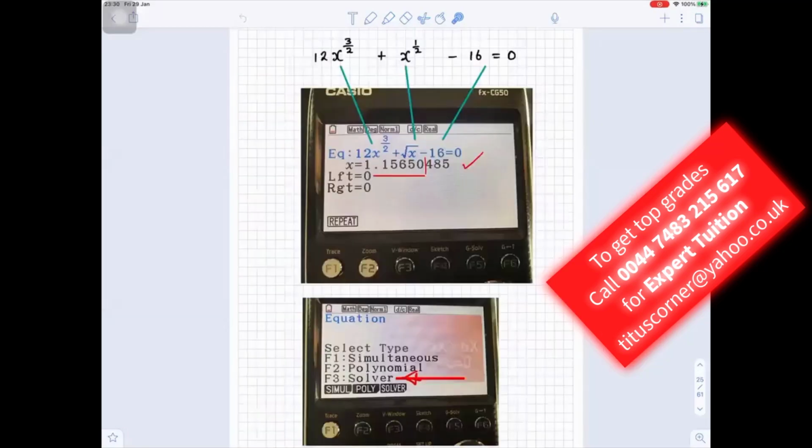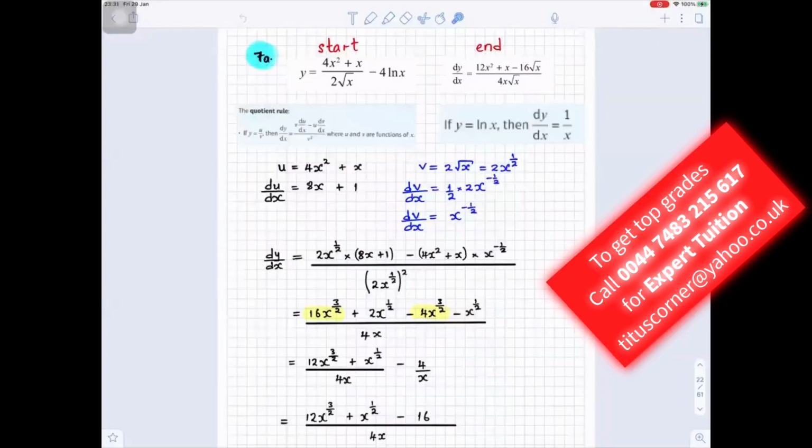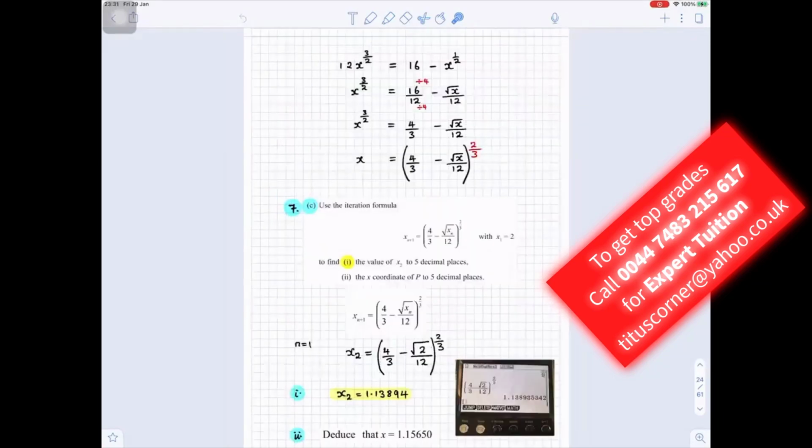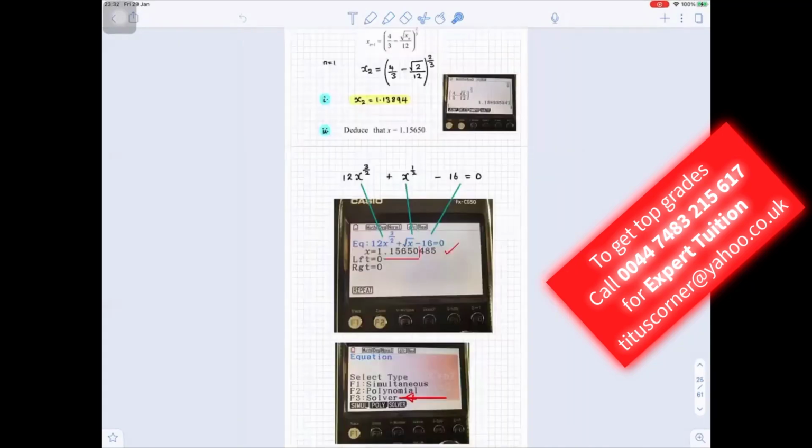So in your graphics calculator, you would go into F3, equation solver, to help you to do that. So that's the first part of question 7a. And this shows completion of 7a and the first part of 7b. And this shows 7c, part 1 and part 2. And this shows how you can use the equation solver to solve that equation.